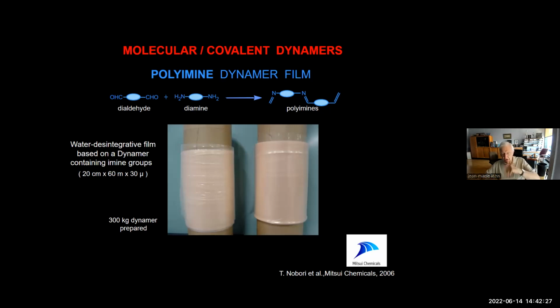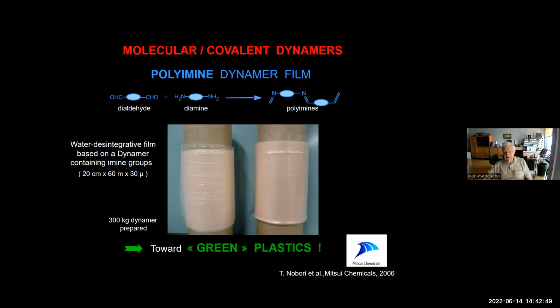They were doing the research here, and then they went back to Chiba, where they have their application center, to try to develop it. So they made very nice, this is a very nice film, as you can see. They made about 300 kilos of it. And this film is a film which can be degraded.